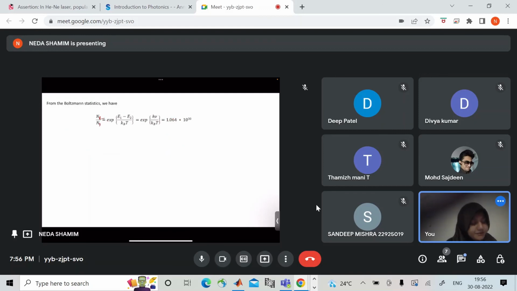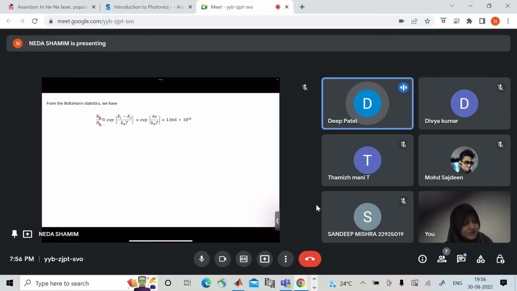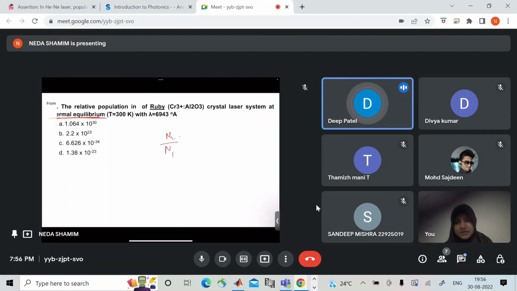I'm sorry, that will be exponential of E1. Just confirm with the calculation. The whole concept is that you have to use the Boltzmann distribution. This is the actual concept. I might have made mistakes in the signs and in some calculation. It's actually N2 by N1 only, but there is some confusion. In the graded assignment also there are two questions where this formula's answer does not match with the data given.